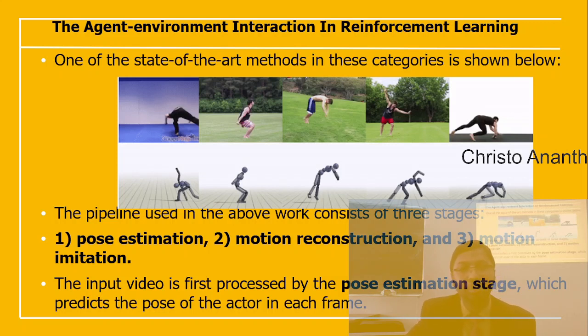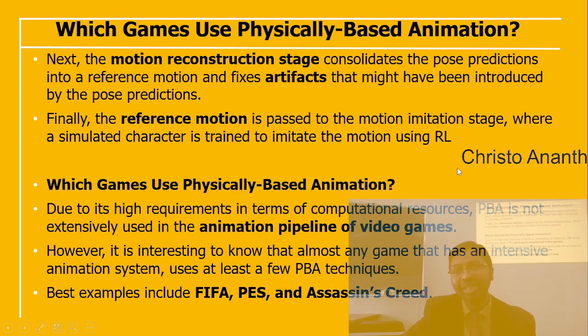The input video is processed by the pose estimation stage, which predicts the pose of the actor in each particular frame. Next, you go for motion reconstruction, which consolidates all the pose predictions into a reference motion, and you fix the artifacts in order to reduce the noise introduced by the pose prediction. Finally, the reference motion is passed to the motion imitation stage, where a simulated character is trained to imitate the motion using reinforcement learning.